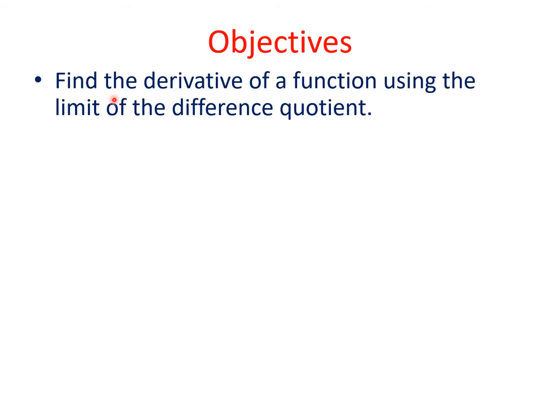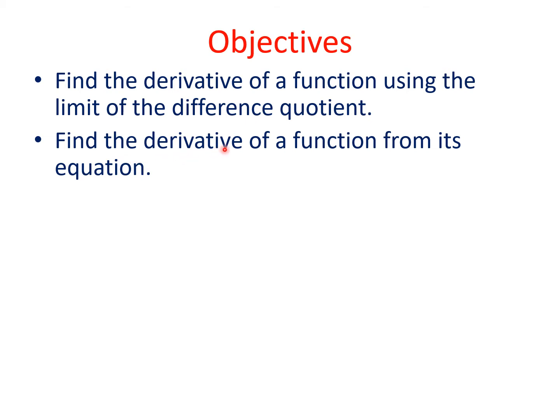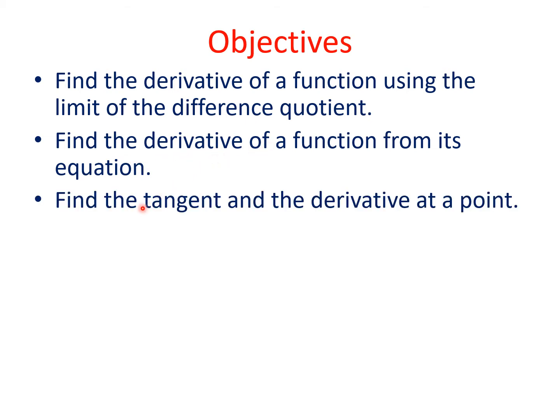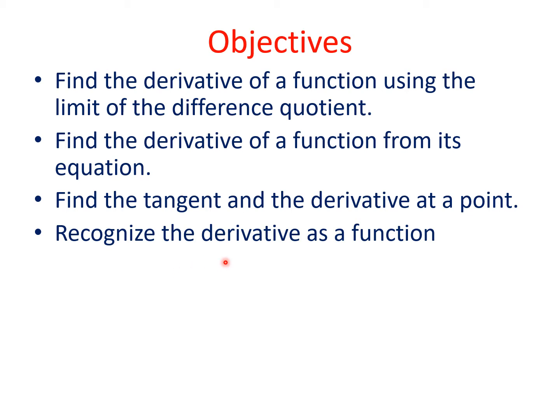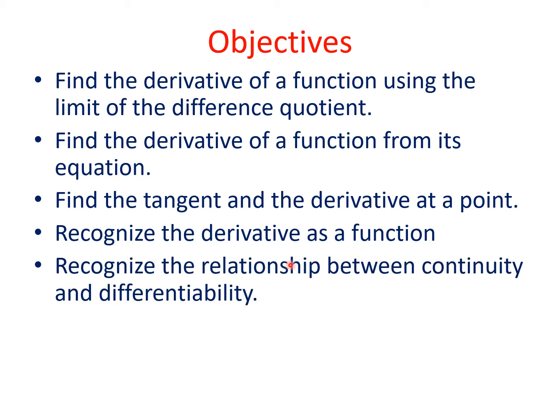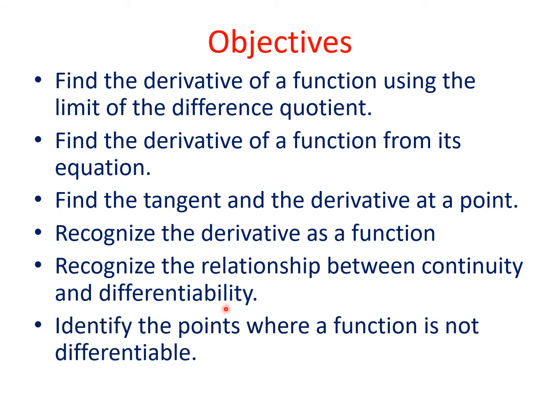Objectives. These are objectives for the first two sections of chapter 3. First, find the derivative of a function using the limit of the difference quotient. Then find the derivative of a function from its equation. Then find the tangent and the derivative at a point. Recognize the derivative as a function. Recognize the relationship between continuity and differentiability. And identify the points where a function is not differentiable.